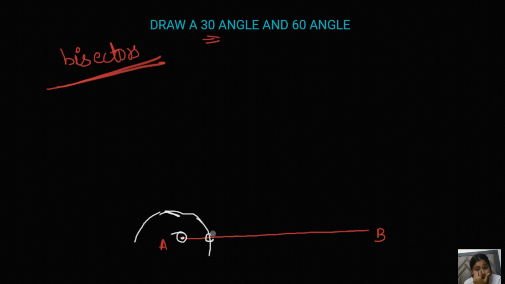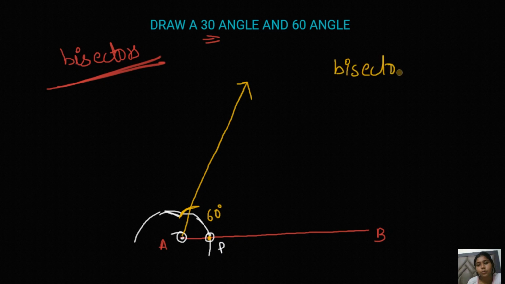Let this point be P. Now we will put the pointer on P and make another arc like this, right? Now we will join this arc with the center of this line, and this will be your 60-degree angle. Now you have to draw the bisector. I told you how to draw the bisector of an angle. A bisector of an angle can be easily drawn by taking the two center points.